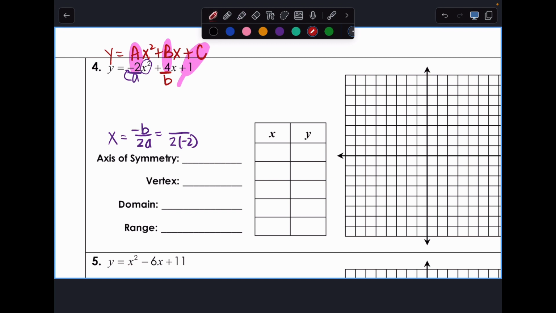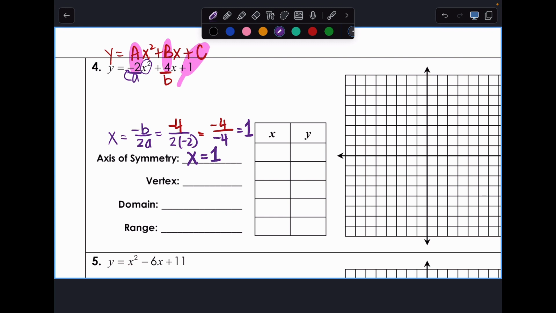Is that what you did, Kaden? Good job. Okay, so the opposite of b is going to be -4. Then we have -4 over -4 again. What is that equal to? 1. So x is going to equal 1 for the axis of symmetry.